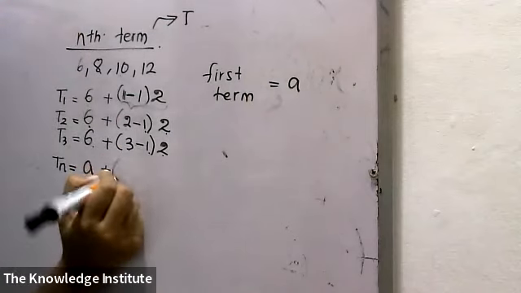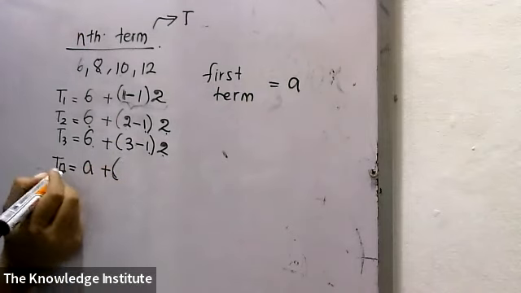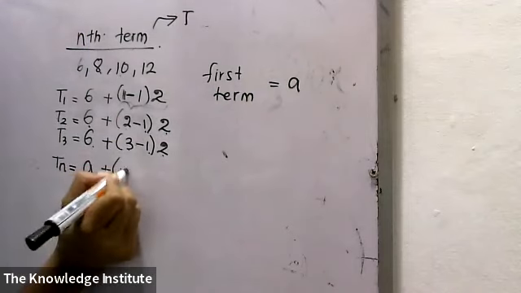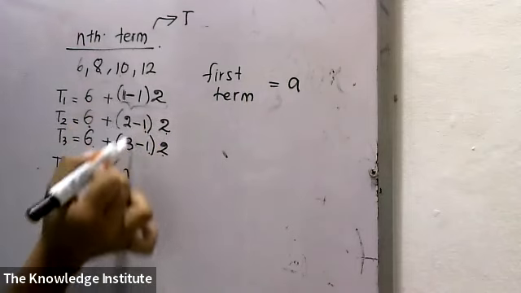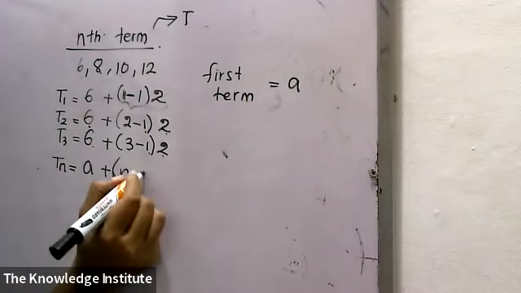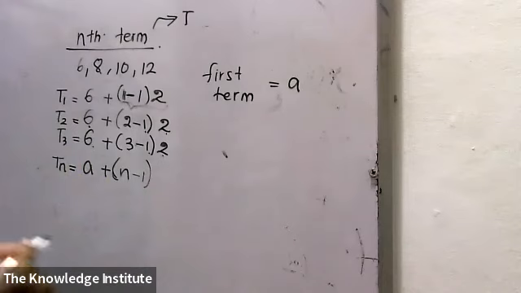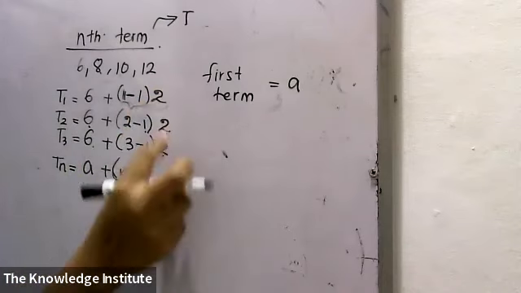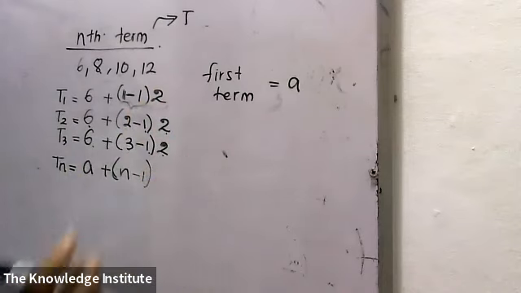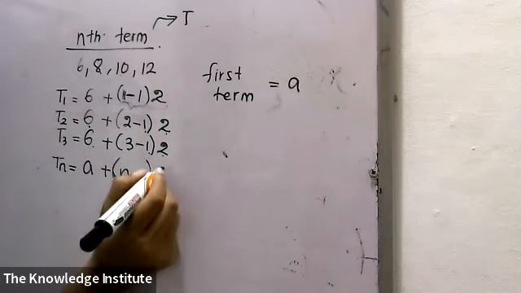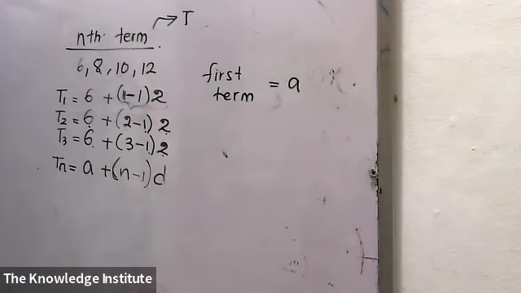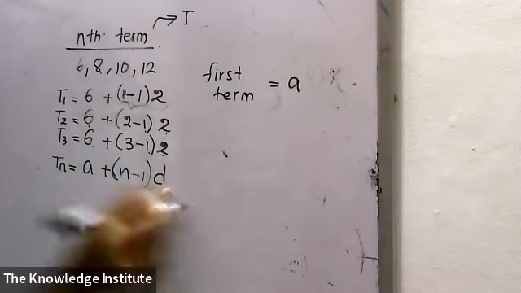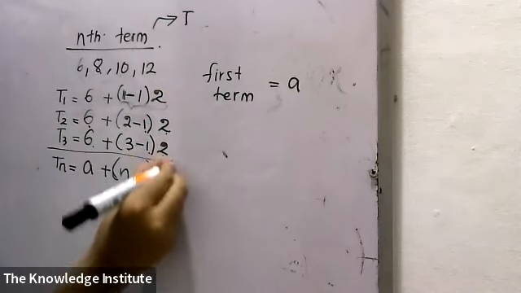what can I write here? n. So can you see -1 is common? So I have to subtract it by -1. Then you can see 2, 2, 2. What is this 2? The common difference. The symbol is D. Now did you understand how we got this?